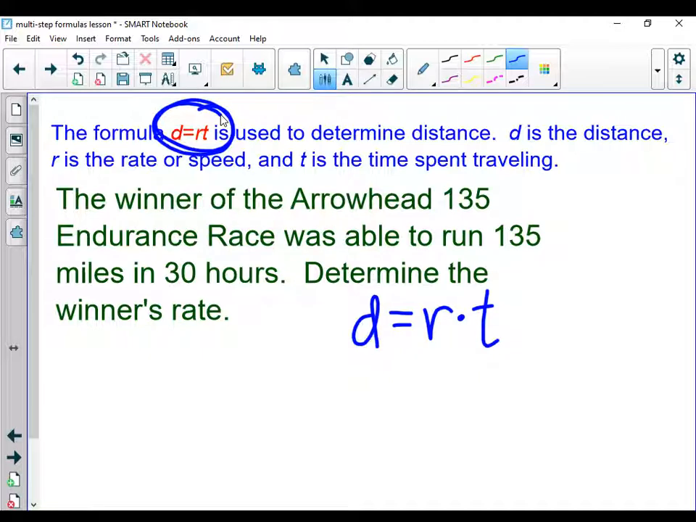So the winner of the Arrowhead 135 endurance race was able to run 135 miles in 30 hours. Determine the winner's rate. Maddie, can I show where to put them? Oh yes, you want to take out a variable? Which one? We can take out D because it says he ran 135 miles. Look at that.